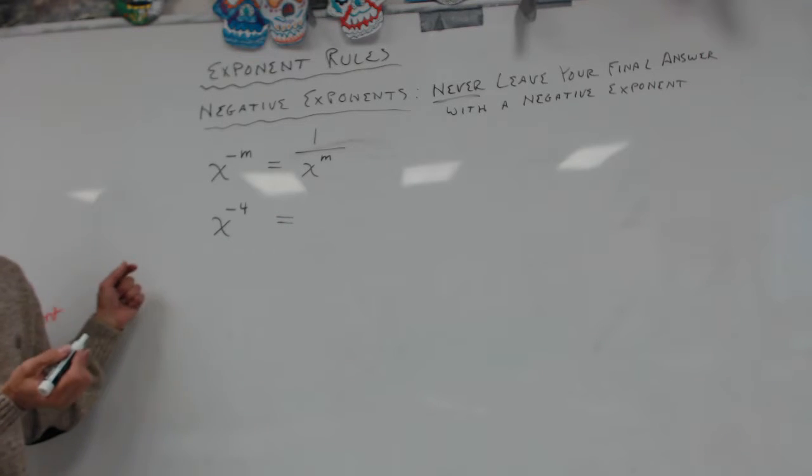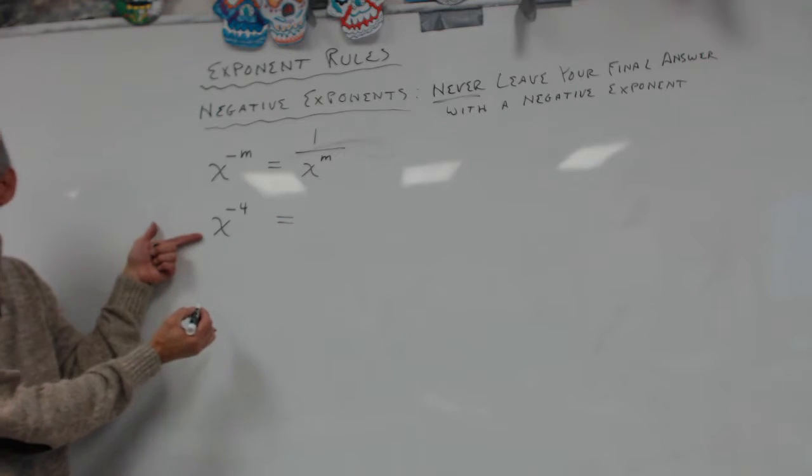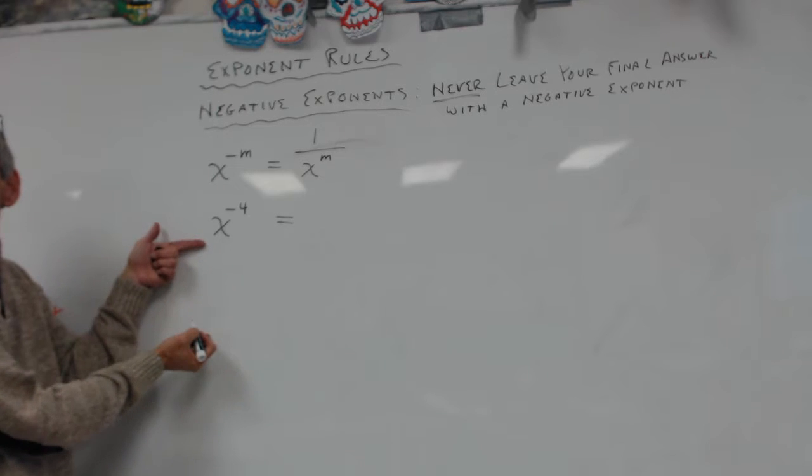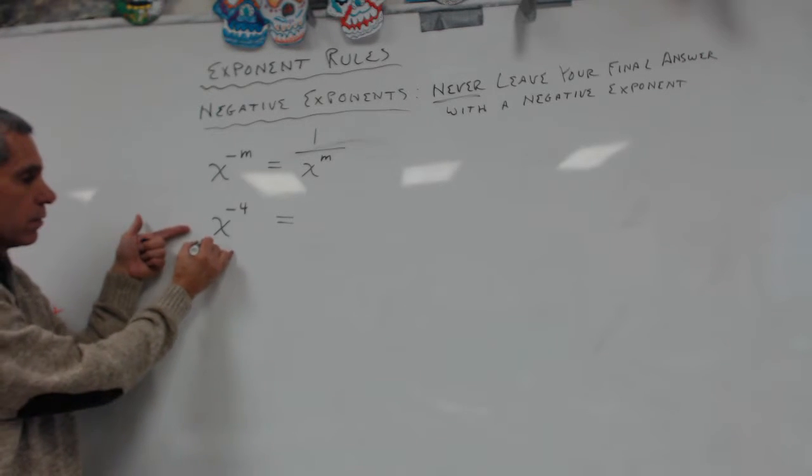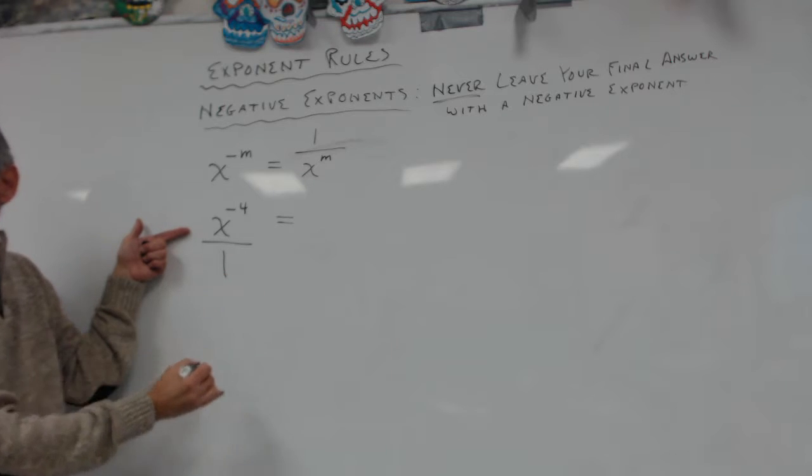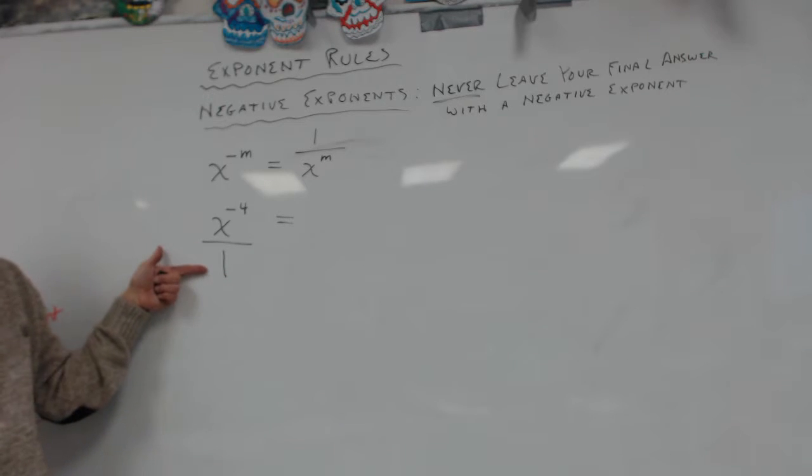Therefore, if you've got an answer of x to the negative 4, this is really technically what you're doing. Think of the x to the negative 4 as a fraction. Let's create it as a fraction, right? You with me? I put it over 1.